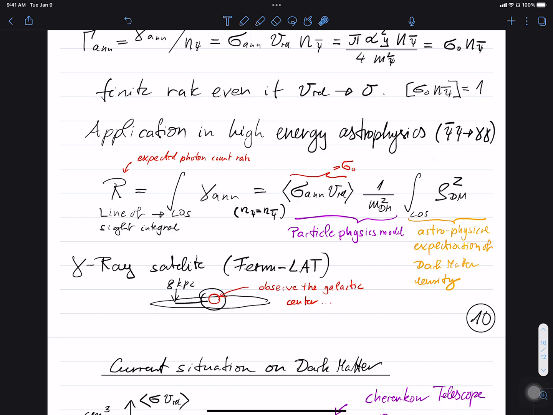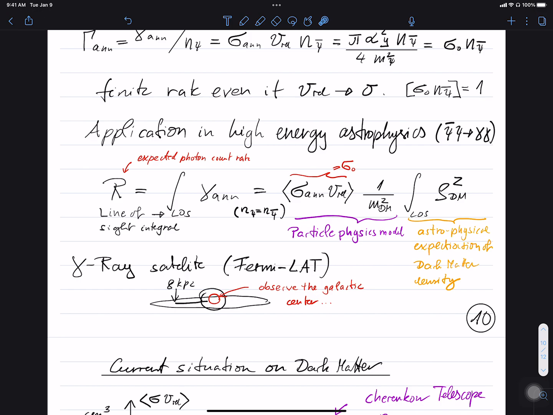These hypothetical particles can annihilate to photons. So the expected photon count rate, if we have a telescope that points at a certain region in a galaxy, we have to take a line of sight integral of this volume reaction rate, the annihilation rate. We assume, by the way, that the number densities of psi's and psi bars, of those new dark matter particles, are equal, and I can justify it later.